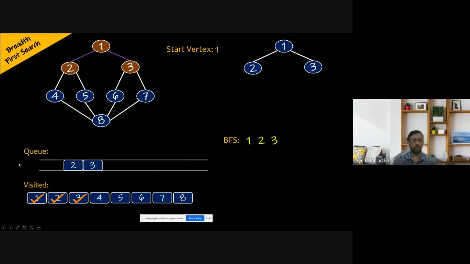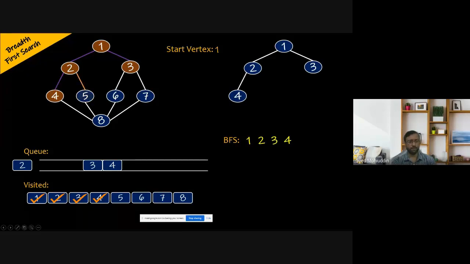Then all the vertices which are reachable from vertex 1 are done. In the next case, we remove the element from the queue. Now it will be vertex 2. From vertex 2, note vertex 4 is reachable. So we output 4, mark 4 as visited, and place 4 in the queue.